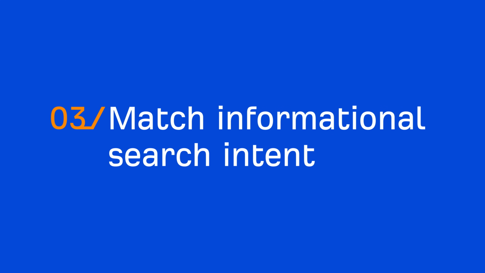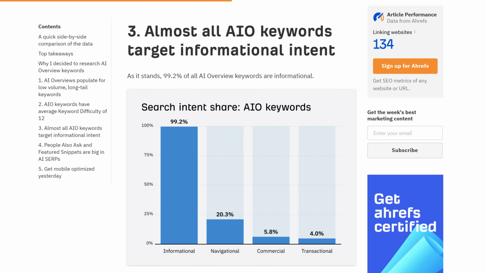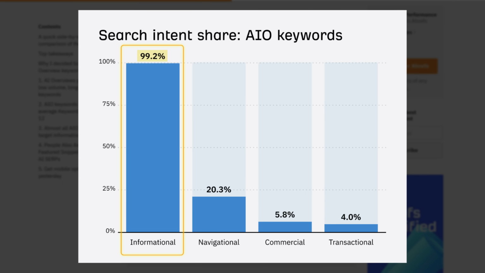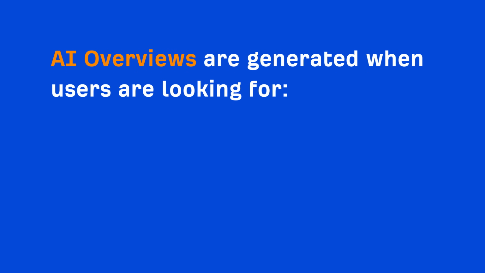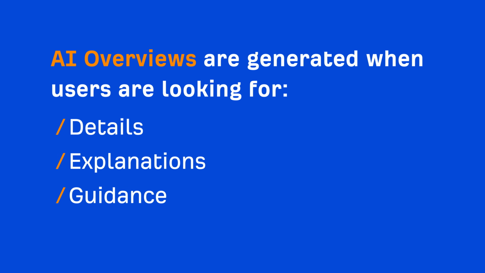Step 3. Match informational search intent. At the time of compiling this study, 99.2% of the AIO keywords were informational. This is a direct hint that AI overviews are generated when users are looking for details, explanations, or guidance, as opposed to making direct purchases.